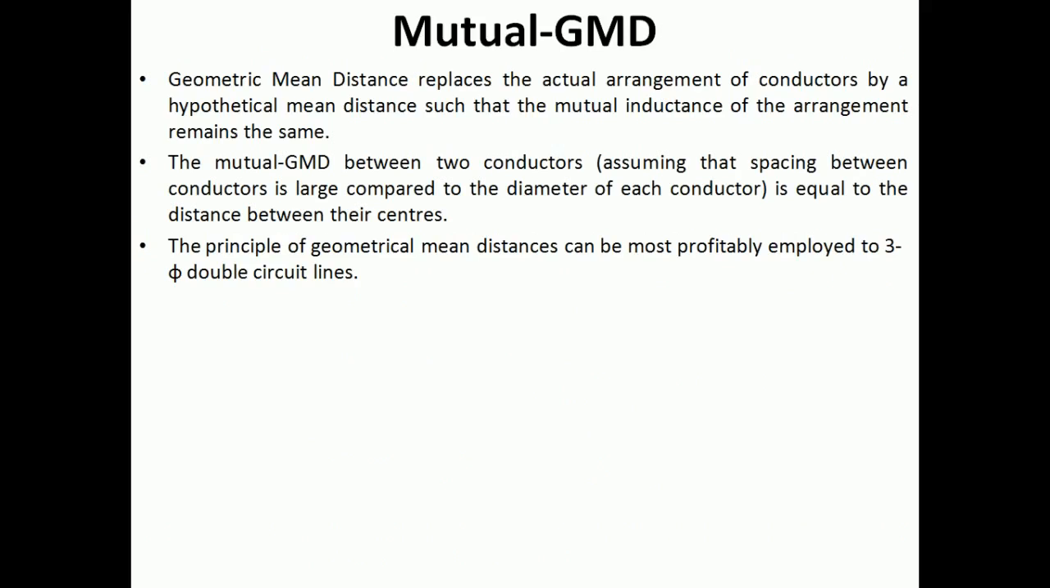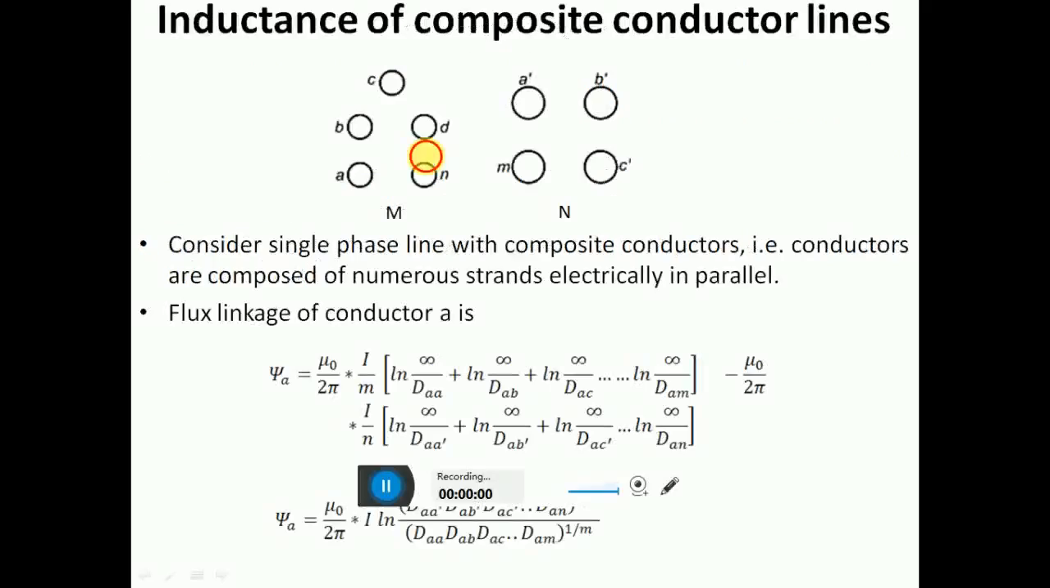So we can very clearly say that the mutual GMD between two conductors is actually the distance between both of them. If you see the example of single phase two-way system, the mutual GMD is small d. Small d is actually the separation between both these conductors, or I can say small d is actually the center to center distance between both these conductors. The purpose of this self GMD and mutual GMD is actually to simplify the calculations of inductance side. You will be able to get a clear picture of it in the upcoming slides.